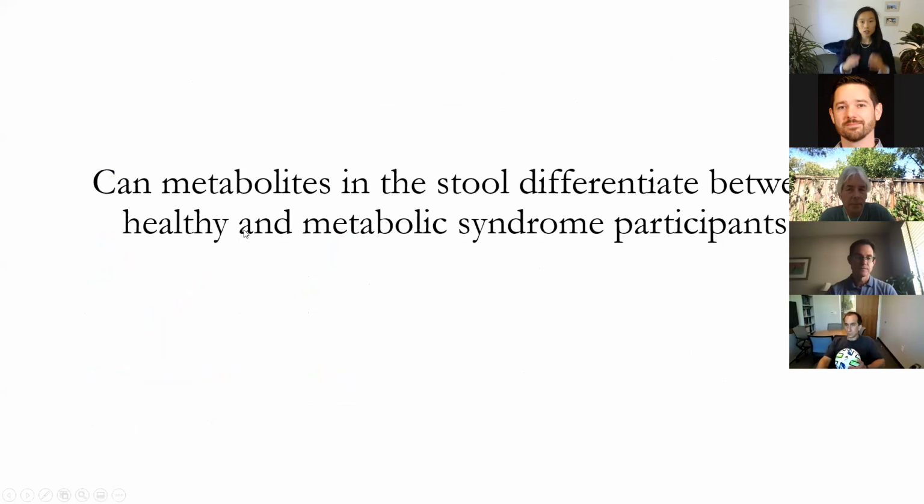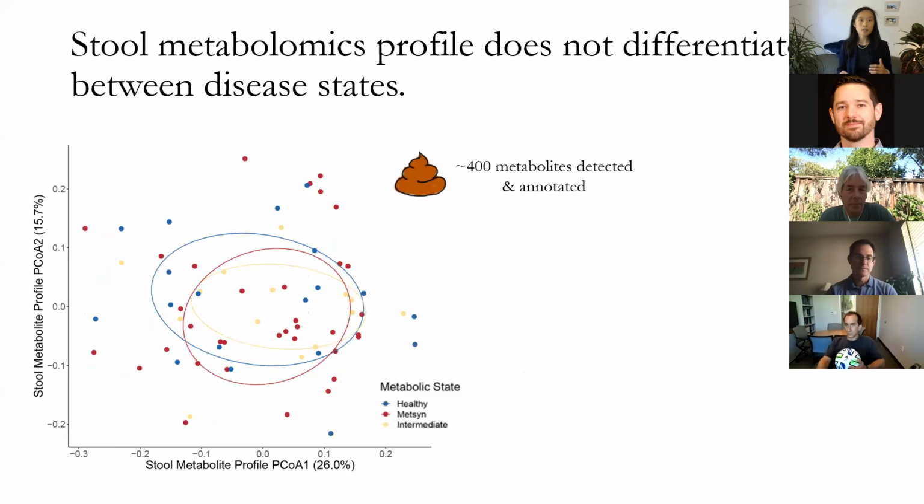Can metabolites in the stool differentiate if you're healthy or if you have disease? We found 400 different metabolites that were detected and annotated in the metabolomics pipeline. We did not see a differentiation between disease states.